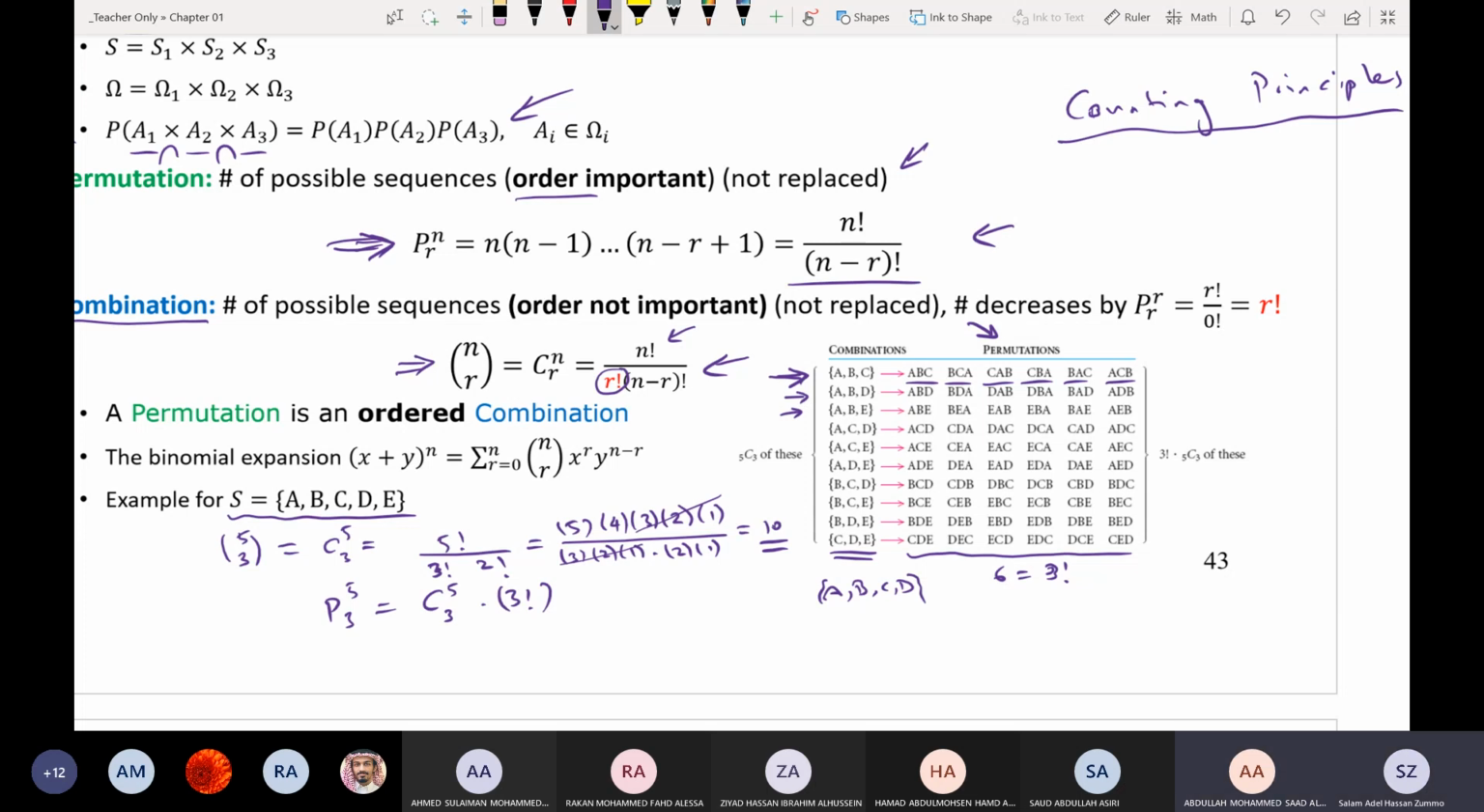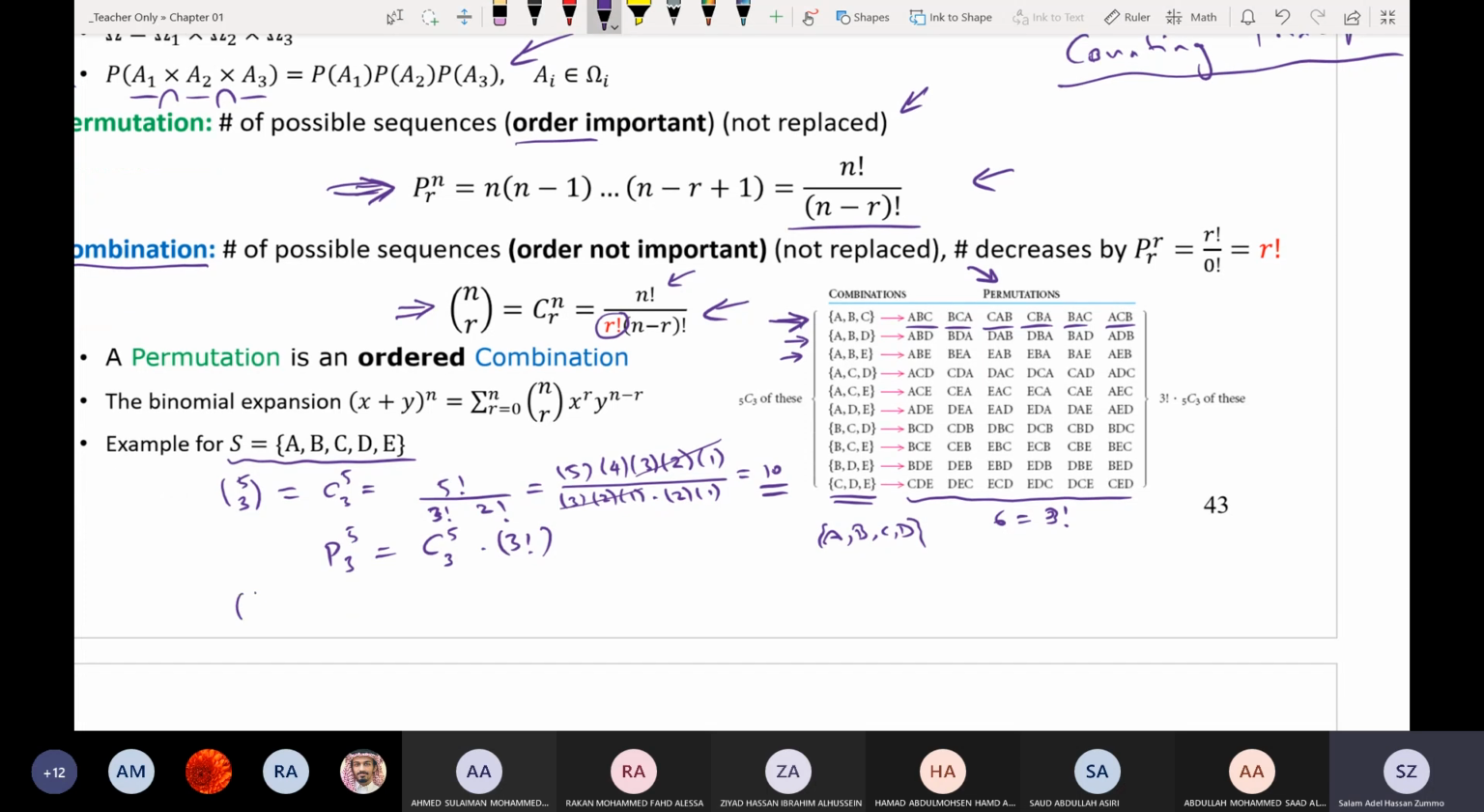Let's take this example: 5 choose 4, which is C(5,4). This is 5 factorial divided by 4 factorial multiplied by 1 factorial. What is the answer, guys? 5 factorial is 5 multiplied by 4 factorial, 4 factorial cancels 4 factorial, and you get 5. Okay.